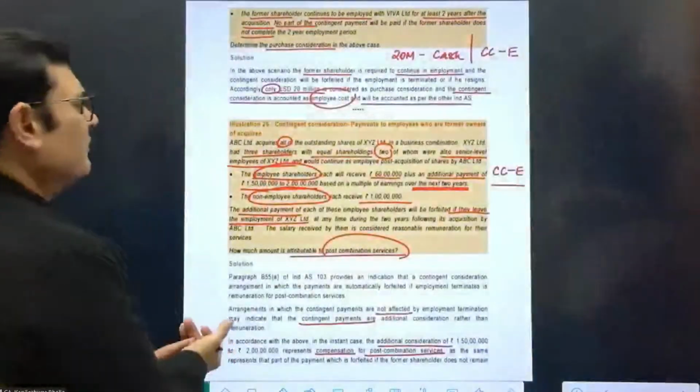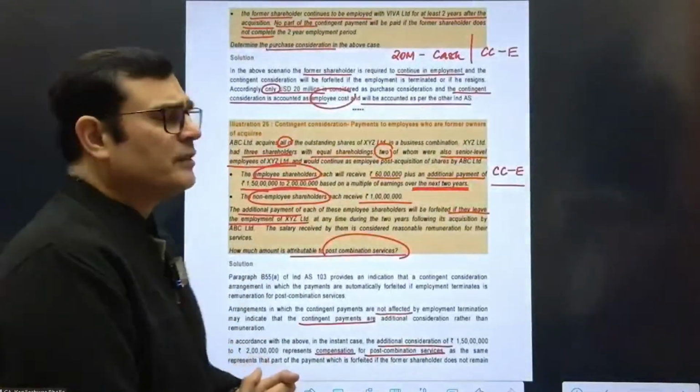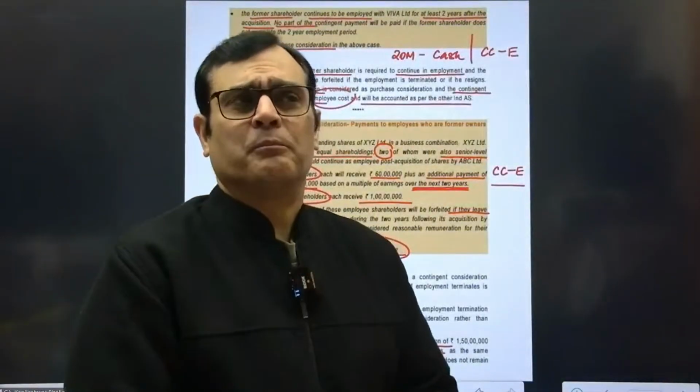So basically CCE, okay, I think I've just cut that part out. So basically we can say it is a contingent consideration in the nature of employee cost. So other relevant Ind AS would apply. This is not a part of the purchase consideration.